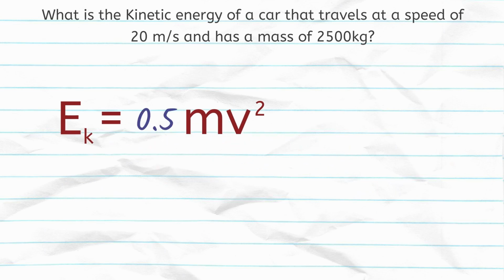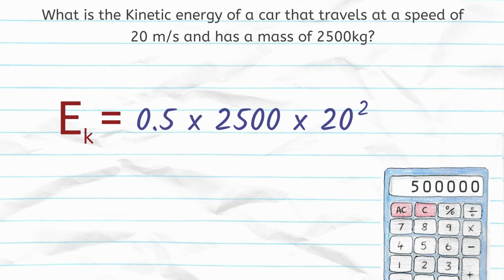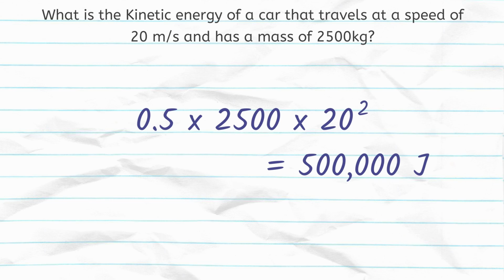We know a half is 0.5. Times that by the mass, which is 2,500. Times again by the speed, which is 20, and then square that. Enter that into our calculator, and we have the answer of 500,000 joules.